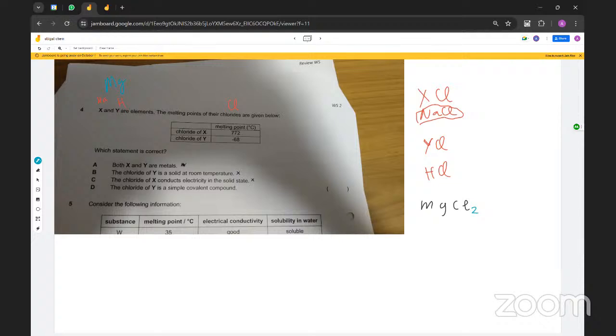This MgCl2, is this ionic bond, covalent bond, metallic bond, or none of those three? There are only three bonds, right? Or you don't know? I don't know.